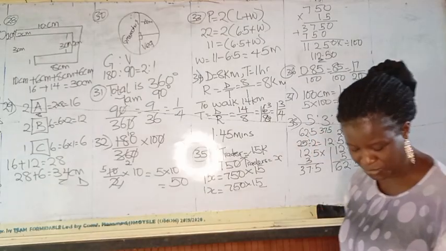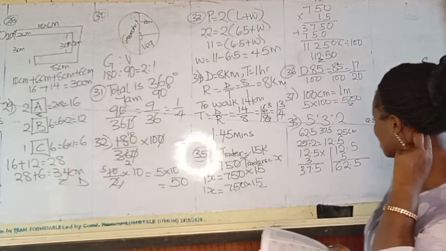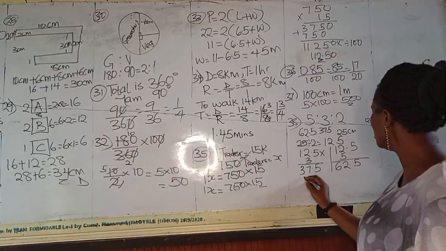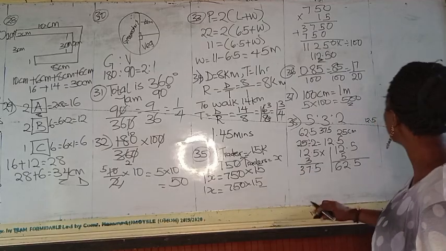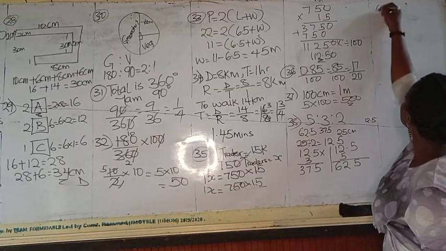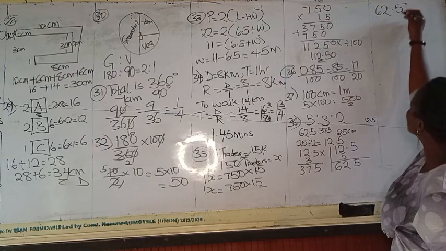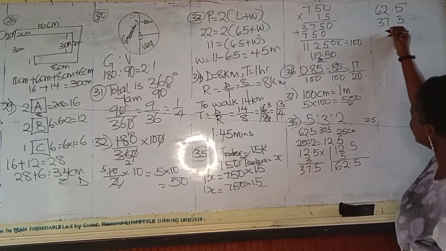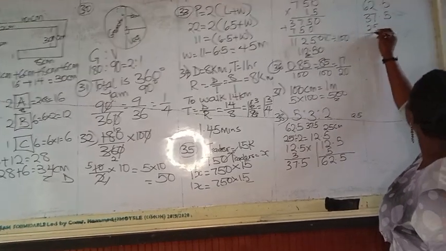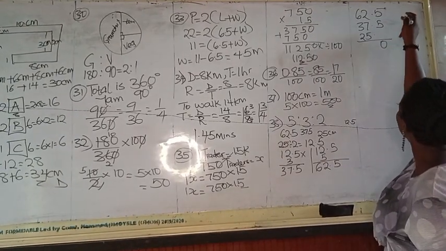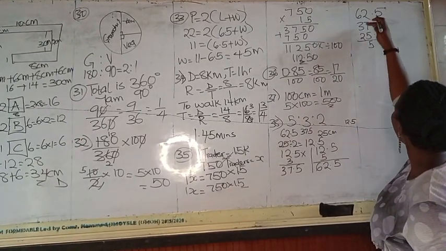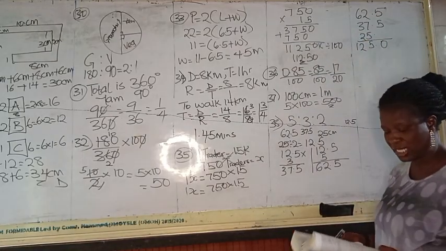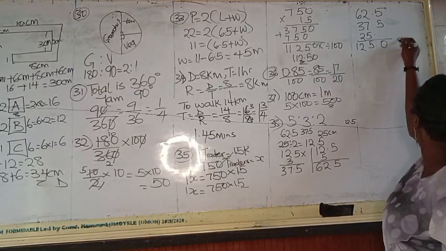So now we have gotten the first one, we have gotten the second one, and they automatically give us the third one. So what are we going to do? It's going to be 62.5, 37.5, and 25. You can decide to put the 0 or you leave it. This is holding 1, that is 15, holding 1, and this is 12. So that is 125.0. Do we have it there as option E?